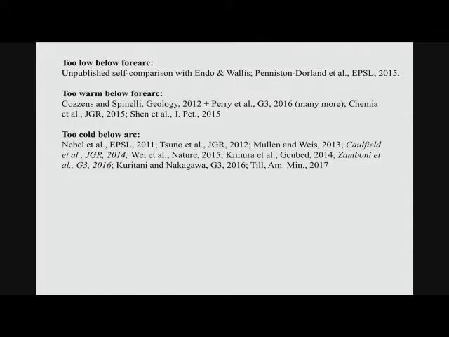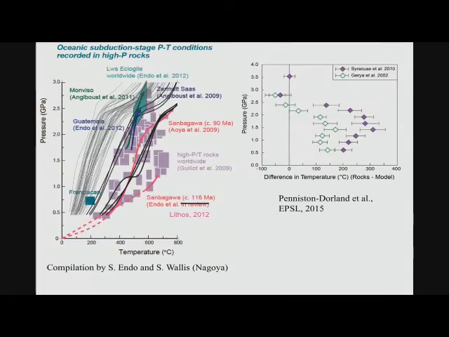And then there's a reasonably large literature that says we're too cold below the arc. And I think there are some reasonable reasons for this. I cannot explain the top one. The other ones I think are reasonably explained. So let's start with this global compilation.